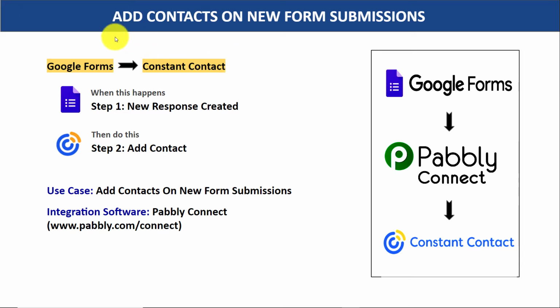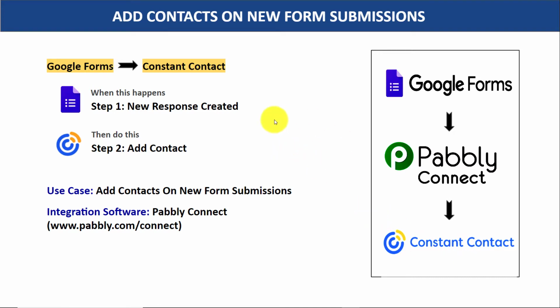Hello everyone, so in this video we will learn how to add contacts on new form submission. So imagine this, you have generated a new lead called John from Google Forms. So you have John's name, email address, phone number and all those details. So you plan to add John as a subscriber in Constant Contact, maybe to send him a welcome email or to send product related information in the future.